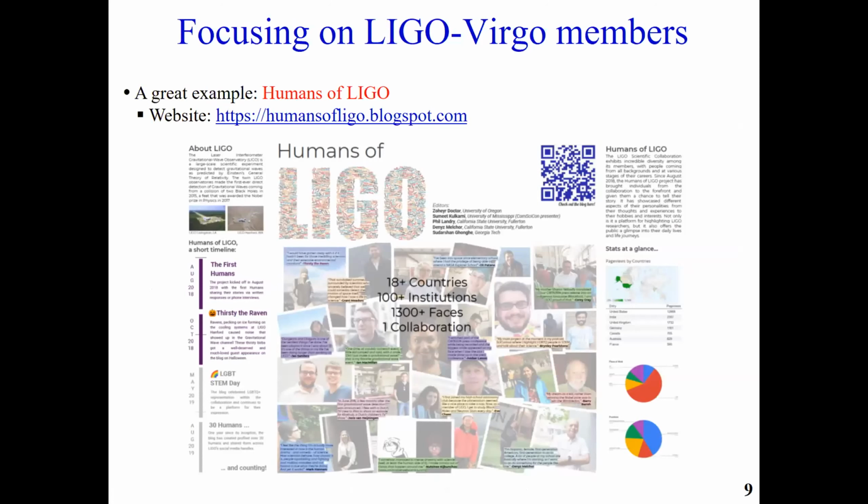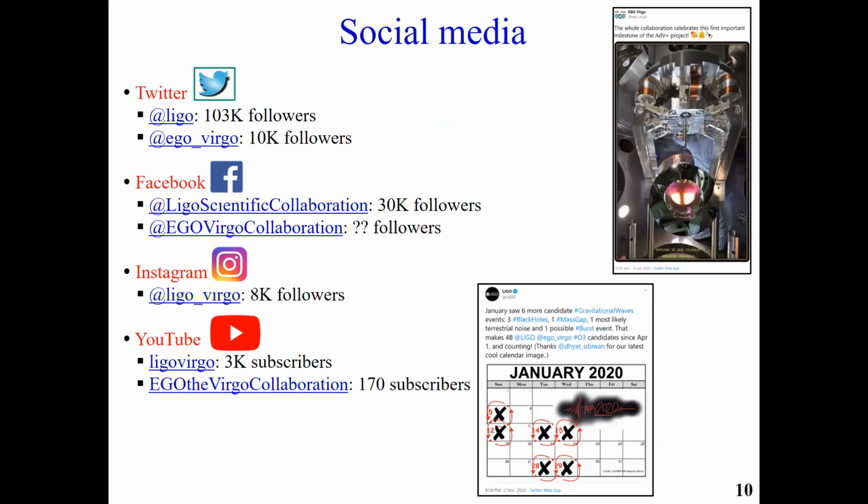Also, we try to focus on our people, LIGO Virgo. And a great example, I think, has been done on the LIGO side with this website, Humans of LIGO, where you can really see a lot of things about individual people who all have interesting stories to tell. On the social media, we are active on Twitter, Facebook, Instagram, and YouTube with various levels of followers and various posts, but we have a few dedicated people that post a lot of things, and there are a lot of reposts and stuff.